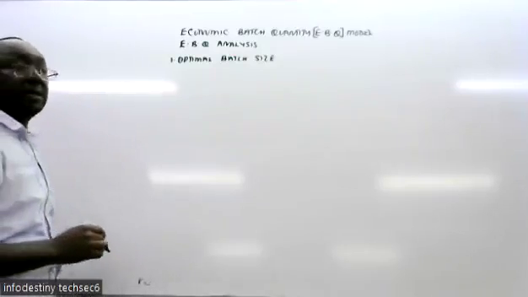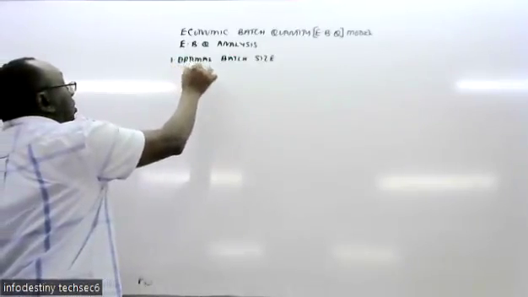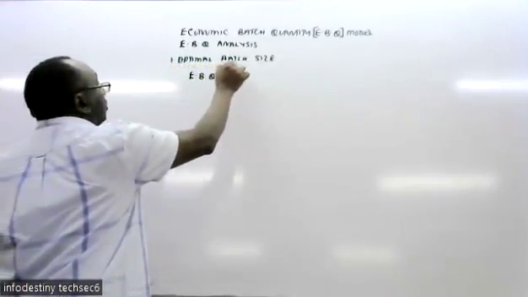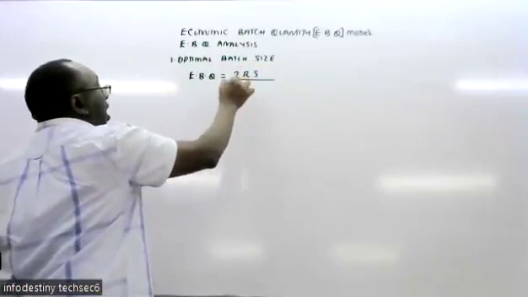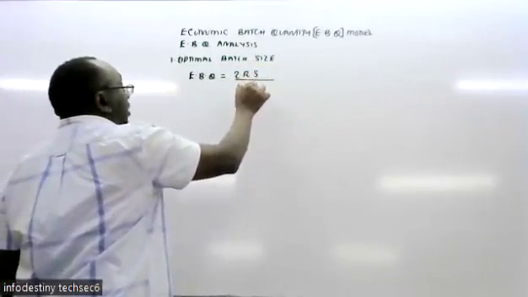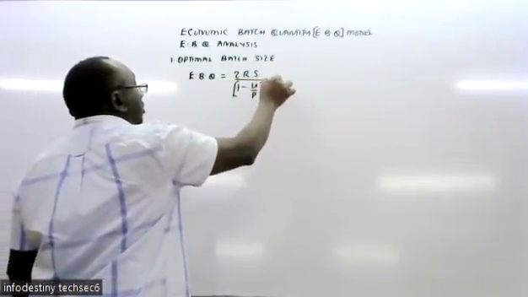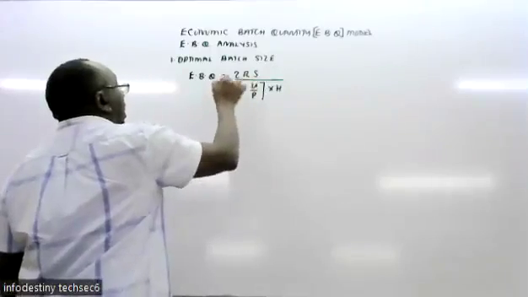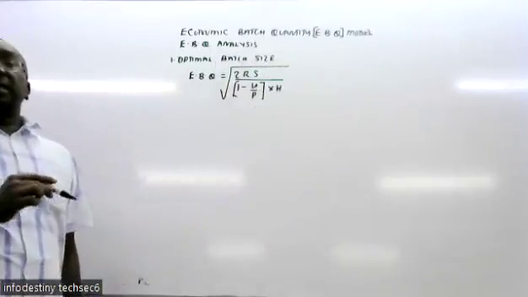Now, the optimal batch size, EBQ, is computed as the square root of 2RS, divided by 1 minus U out of P, multiplied by H. So that's the first difference that you can see.